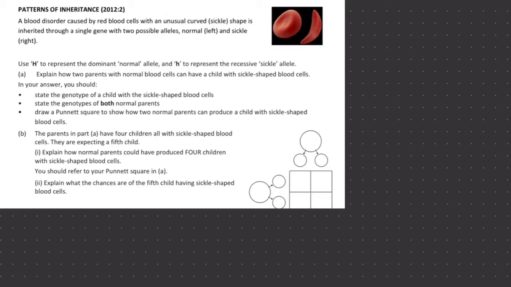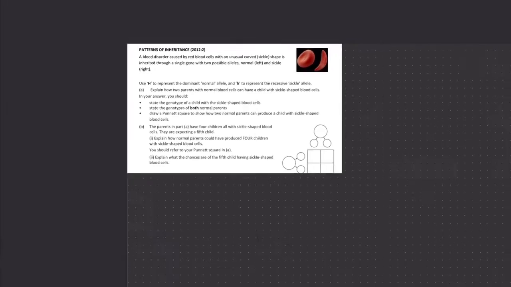In our answer, we should, and when they say you should, we will, state the genotype of the child with the sickle cell blood cells, state the genotype of both normal parents, and draw a Punnett square to show how two normal parents can produce a child with sickle-shaped blood cells. Okay. We won't touch on B now, we'll talk about that in a moment, but let's get to it.